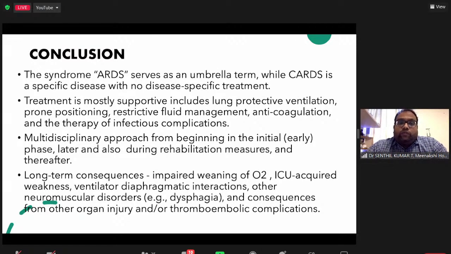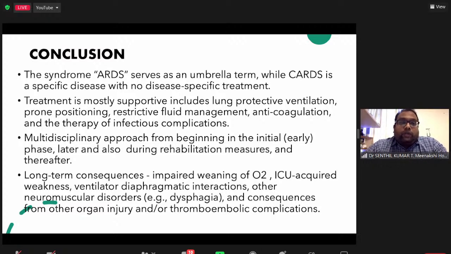Treatment is mostly supportive and includes lung protective ventilation. So how long should we give lung protective ventilation? Until we control the inflammatory response and cascades, which are the major causative factor for severe ARDS in COVID patients. Once the inflammatory response and cascade come down, only then will lung healing start. That is, the type 2 alveolar epithelium starts repopulating the lung and restoring its structural integrity. Until then, we have to give supportive therapy, including lung protective ventilation, proning, positioning, restrictive fluid management, anticoagulants, and therapy for infectious complications.